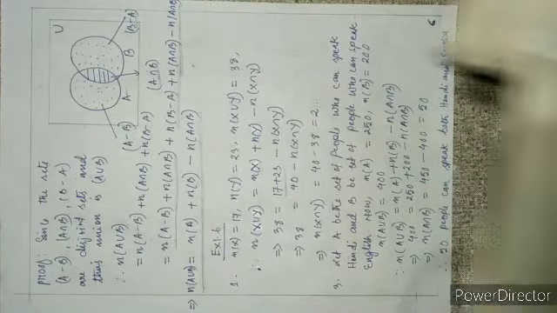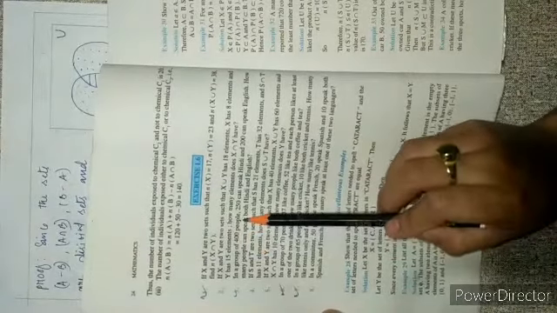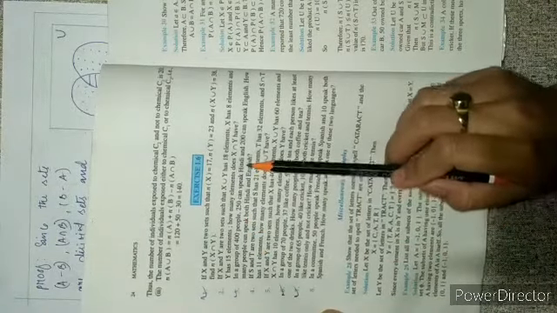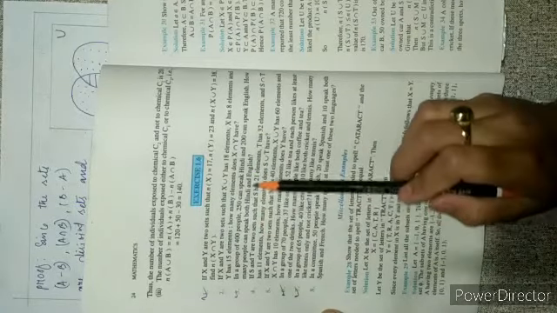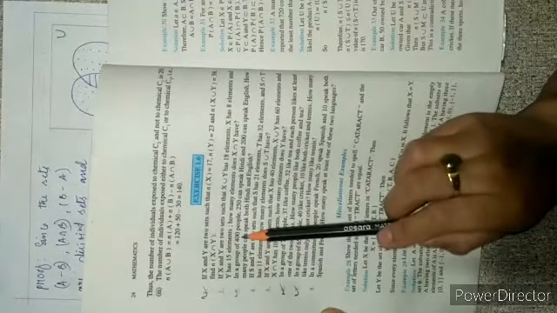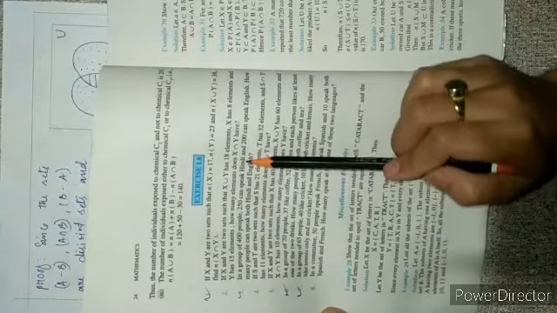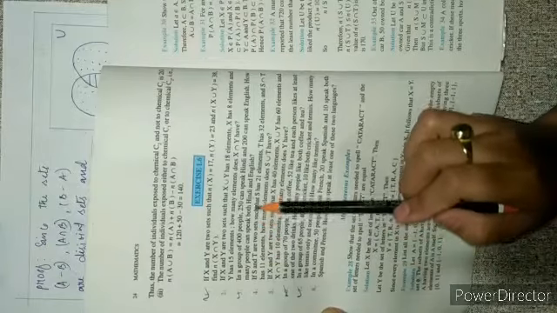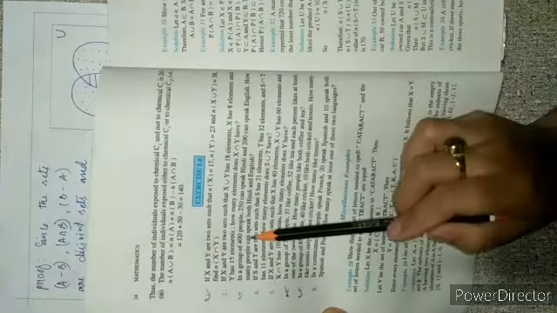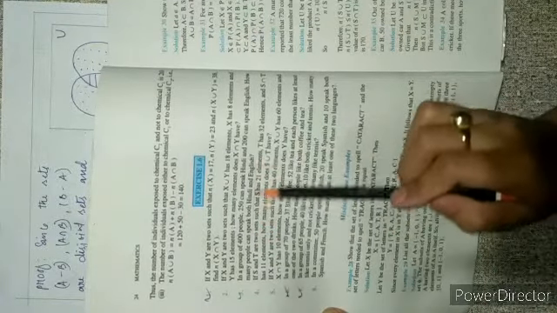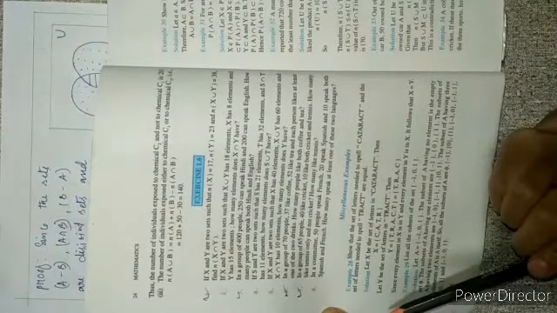Question number 3. In a group of 400 people, 250 can speak Hindi and 200 can speak English. How many people can speak both Hindi and English? Among 400 people, 250 can speak Hindi and 200 can speak English. How many people can speak both Hindi and English? That case is represented by intersection.